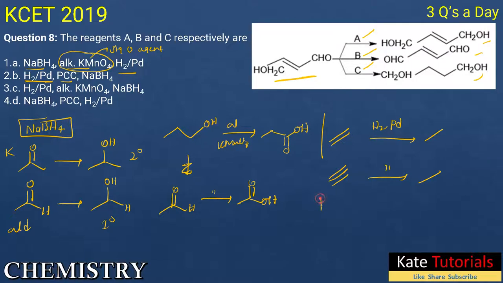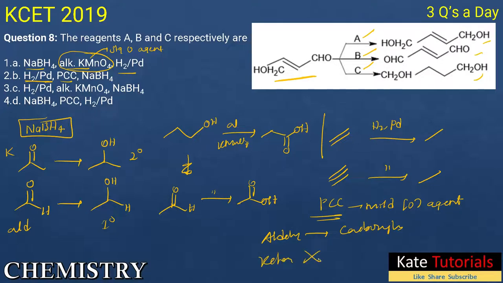And talking about PCC. PCC is nothing but a mild oxidizing agent. It converts aldehyde to carboxylic acid, and ketone doesn't react. Ketone doesn't react at all, that you should know. Only aldehyde it converts to carboxylic acid. That is PCC. This you have studied in the aldehydes, ketones and carboxylic acids chapter.